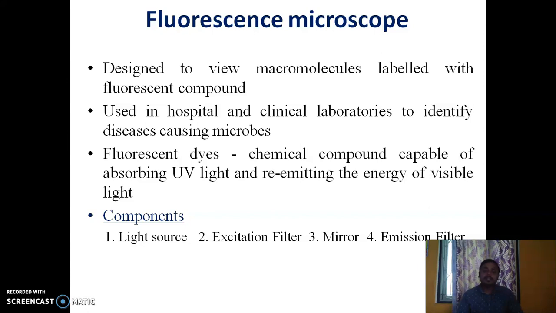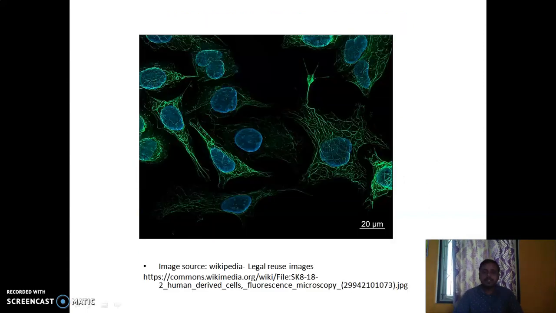The fluorescent dyes are nothing but chemical compounds that are capable of absorbing UV light and re-emitting the energy as visible light. The basic components in fluorescence microscopy are a light source, an excitation filter, a mirror, and an emission filter. This is an image captured using fluorescence microscopy. You can see that with the help of the fluorescent dyes added to the specimen, the target areas which we want to highlight are fluorescent in nature, which we can easily observe and understand the components behind it.